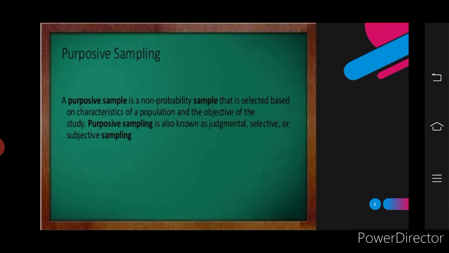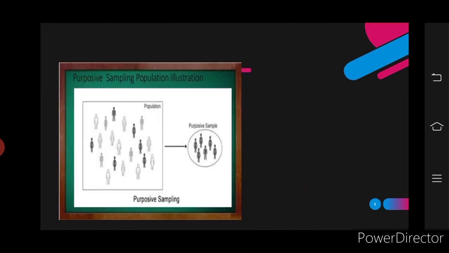Next is purposive sampling. A purposive sampling is a non-probability sample that is selected based on the characteristics of the population and the objective of the study. Purposive sampling is also known as judgmental, selective, or subjective sampling. So purposive sampling is based only on the characteristics of your population, then what your objective in your study is.